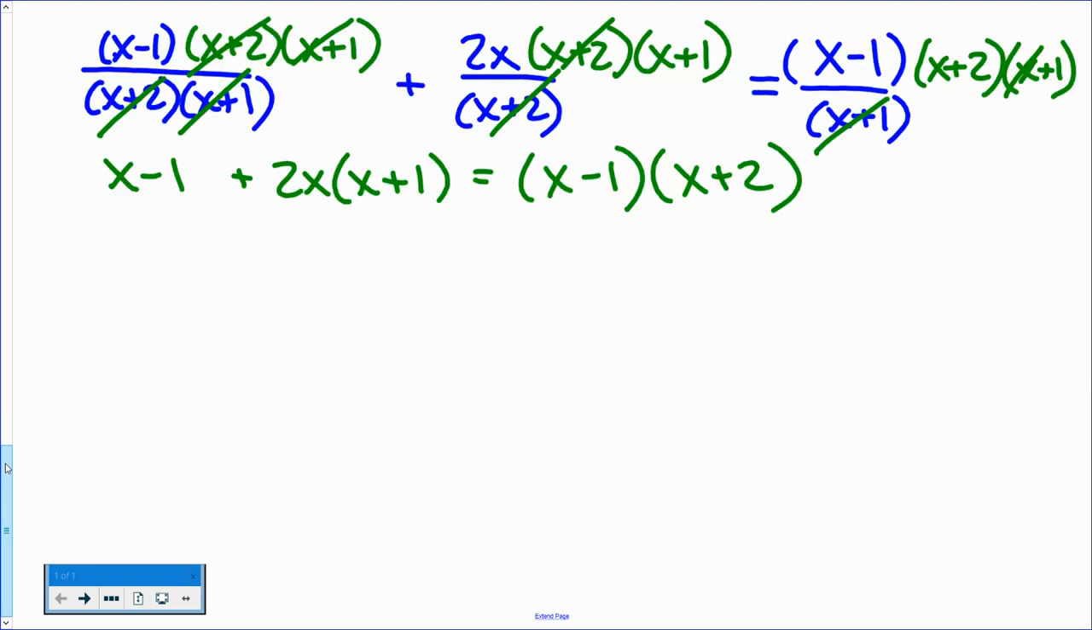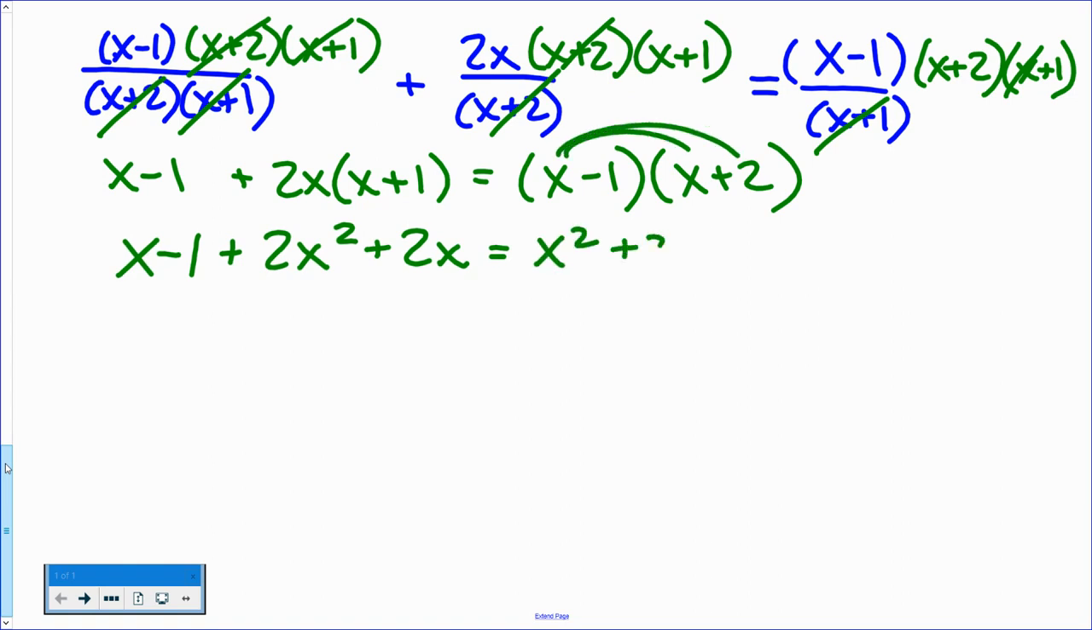Okay, from here I've eliminated every denominator, and now I'm just solving an equation. We've solved equations like these before. Let's distribute. Let's get our like terms together. So I've got x minus 1 plus 2x squared plus 2x equals x squared plus 2x minus x and minus 2.